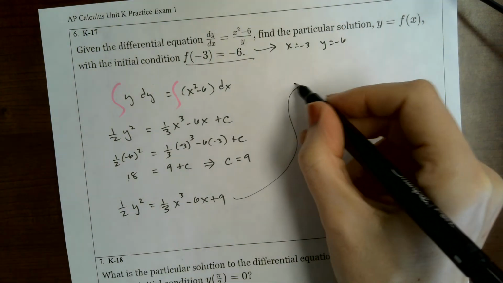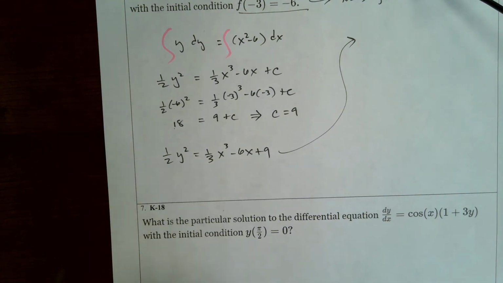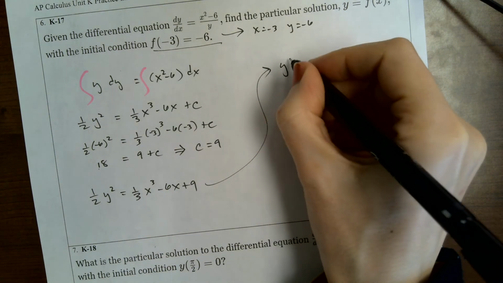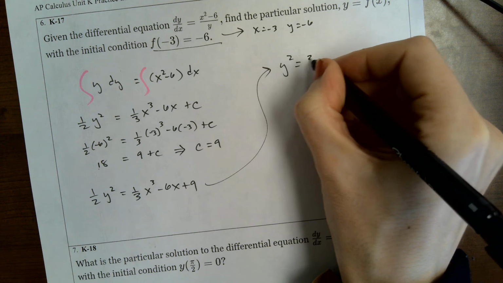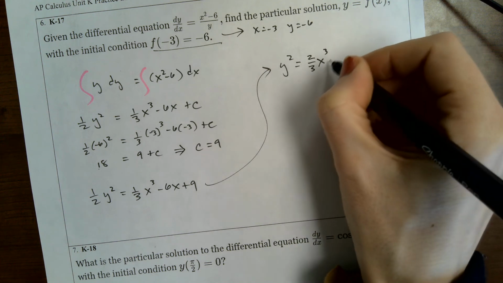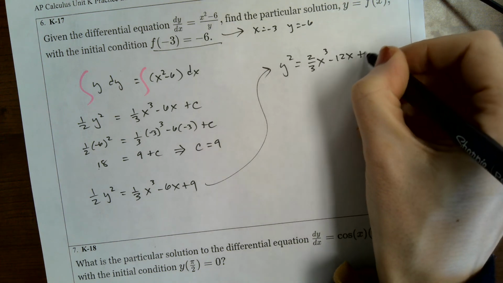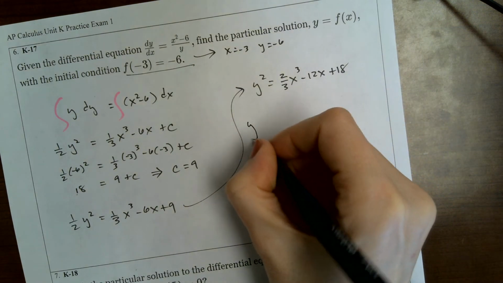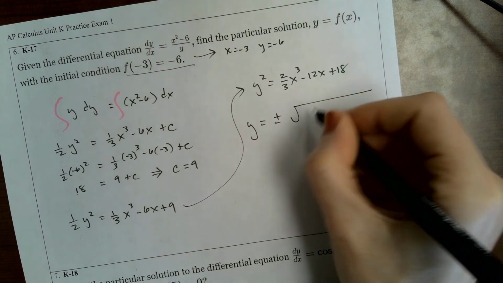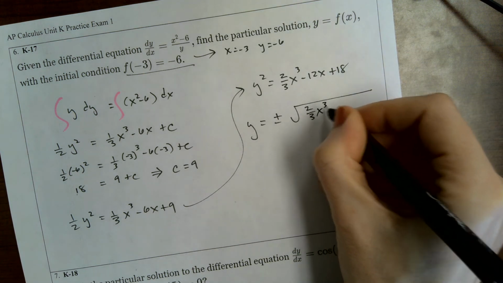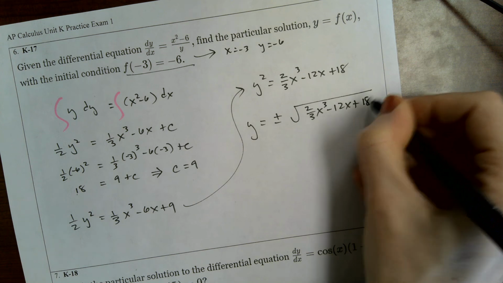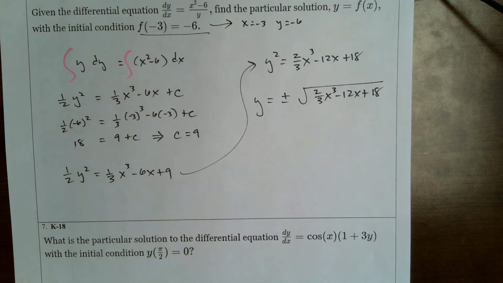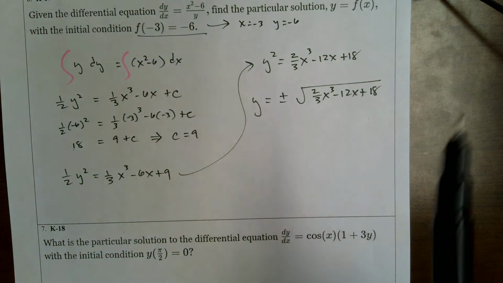So I'm going to get rid of the 1/2 by dividing everything by 1/2, which is the same as multiplying everything by 2. So this is y squared equals 2/3 x cubed. Okay. Then to get rid of the square, you take the square root of both sides. And when you take the square root of both sides, you always need a plus or minus. And then we'll figure out which it actually is.